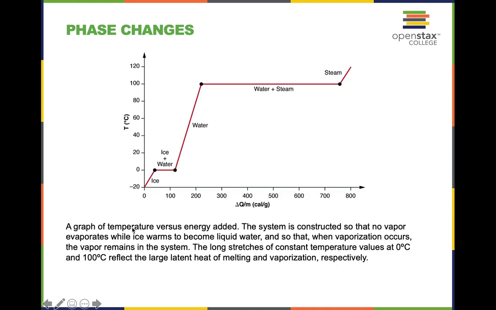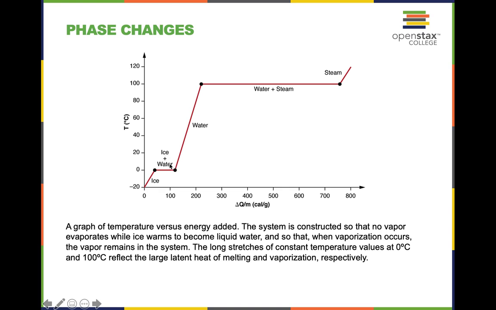So the graph here shows temperature versus energy added. The system is constructed so that no vapor evaporates while ice warms to become liquid water, and so that when vaporization occurs, the vapor remains in the system. The long stretches of constant temperature values at 0 and 100 degrees C reflect the large latent heat of melting and vaporization respectively. So here, if ice heats up from -20 to 0, it will not heat any more until all the ice is melted.